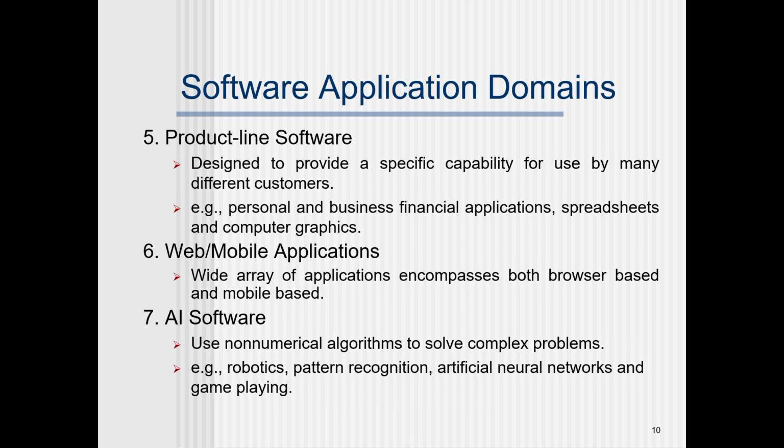Coming to product line software, it is designed to provide a specific capability for use by many different customers. For example, spreadsheets like MS Excel, which we all use, financial applications, personal and business, computer graphics, everything. We use these tools for our own purposes. Web or mobile applications are a wide array of applications which encompass both browser-based and mobile-based versions, that is, desktop-based and mobile-based. And now AI software, which uses non-numerical algorithms to solve complex problems.